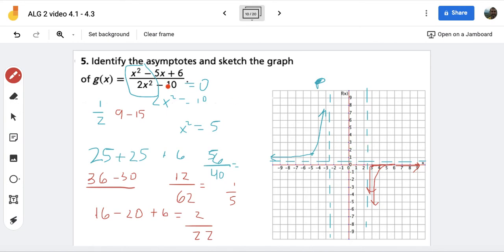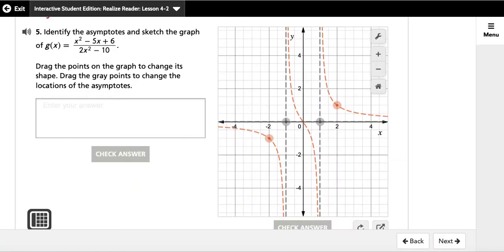Now I still need to try a point in here. Let me try 0. Love trying 0. 0 minus 0 plus 6 is 6. 0 minus 10 is negative 10. So when x is 0, y is negative 6/10. Right about here-ish. And then I would plug in a negative 1 and a negative 2 and a positive 1 and a positive 2. But to save you time on video, let's just go to their answer.